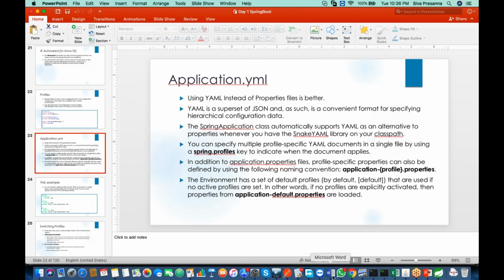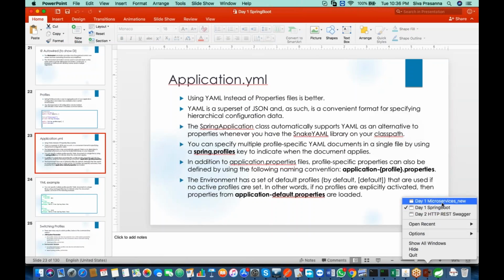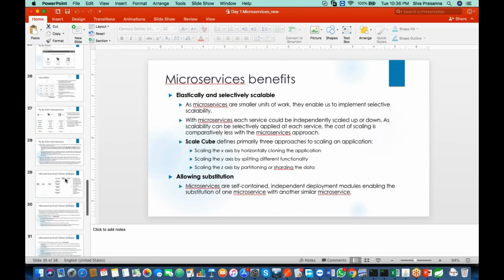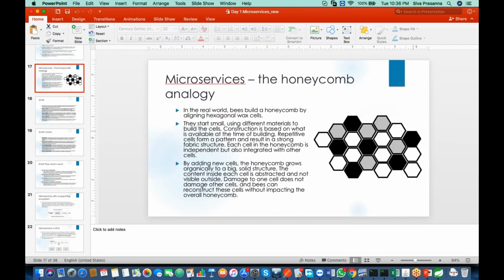If you see, first we'll start from the evolution of microservices, why they are needed, and the honeycomb analogy. I didn't speak much about this, but you need to understand it, because I will explain it in detail when we go through this. Let me switch to that. While we discuss these architectures, we will also discuss this. This is the honeycomb analogy.